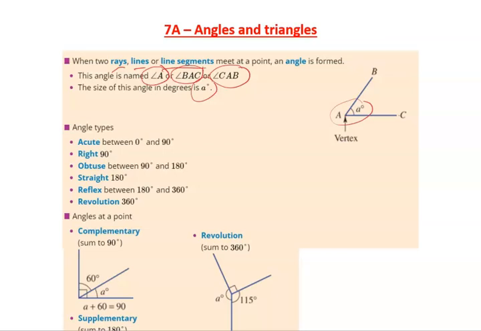So just as a review, acute angles are between 0 and 90. A right angle is 90. Obtuse is bigger than 90, but on its way to 180. Straight angle is a straight line at 180. Reflex is bigger than 180 up to the full revolution of 360.